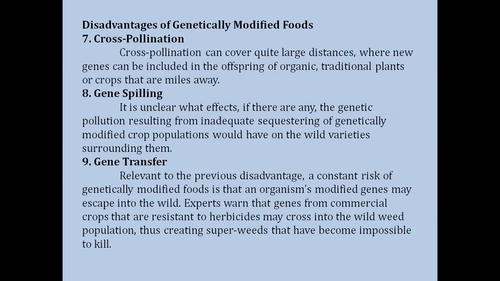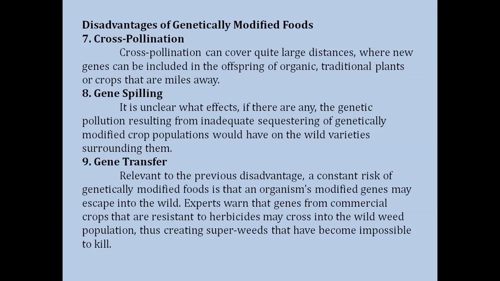Next is the cross pollination. Cross pollination can cover quite large distances, where new genes can be included in the offspring of organic traditional plants or crops that are miles away. So here what happened actually? Cross pollination means there are some possibilities to include new genes into the offspring. Okay, because once you are offering your target gene, sometimes some other genes also can be inserted into the target species.